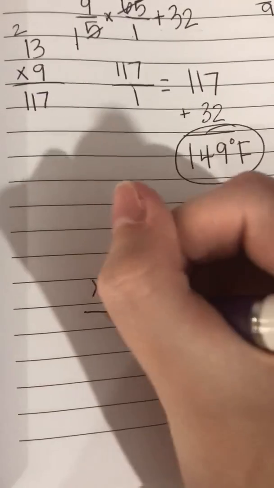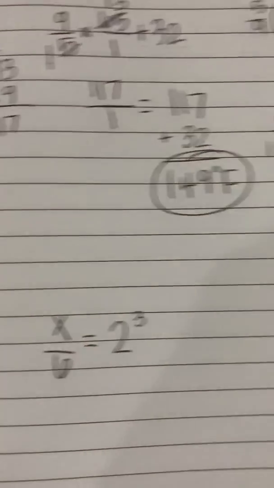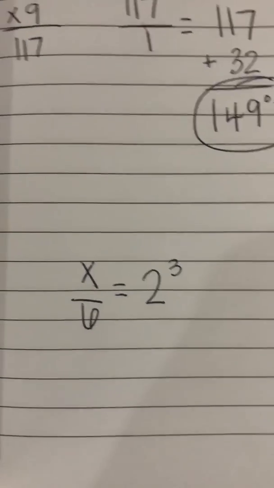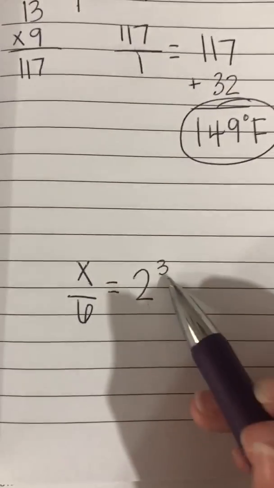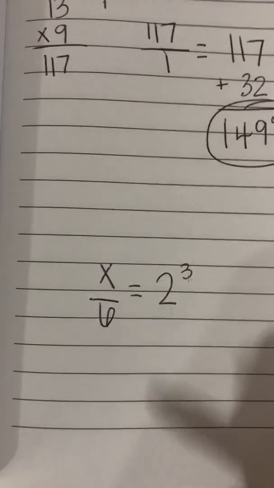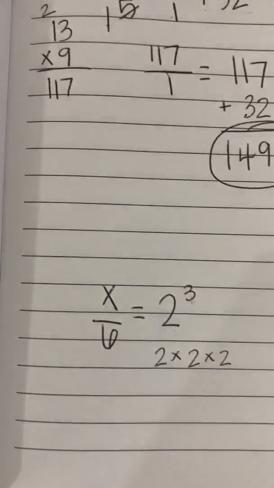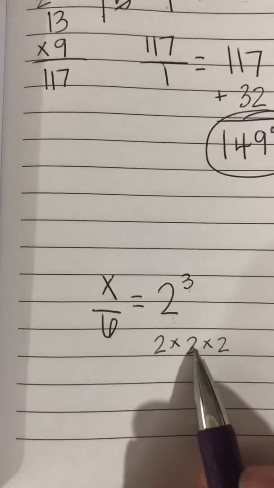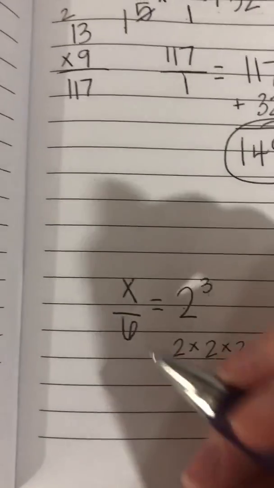All right, the last one you have to do is number 3, solve for x. Okay, let's see. Let's pick a good one. Let's do B together. So we have x over 6 equals 2 cubed. Now, I don't know if you remember, we take this number and we write it this many times. So we have 2 times 2 times 2. 2 times 2 is 4. 4 times 2 is 8. So 2 cubed is 8.